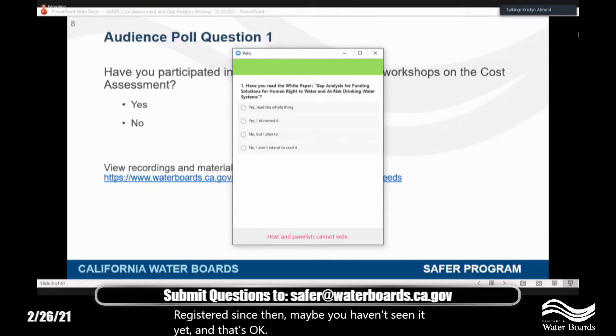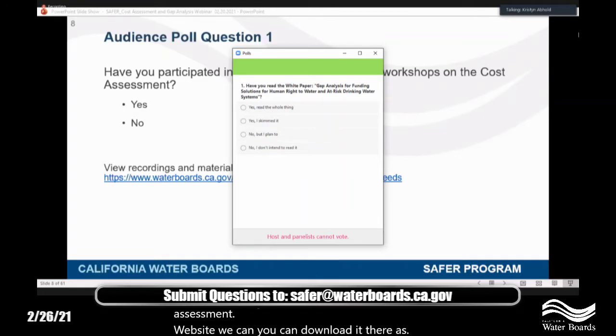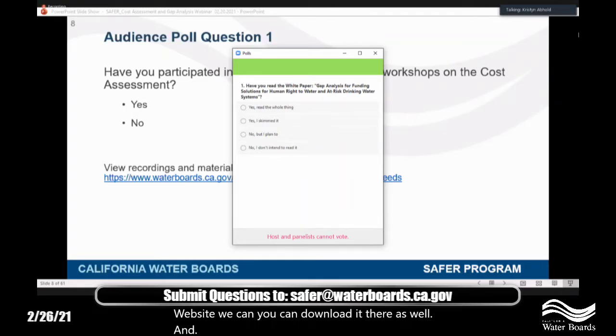You do not need to have read the paper to follow along today, but we do encourage everyone to take a look at it. We can email you a copy, or if you visit our needs assessment website, you can download it there as well. And we'll be sharing these slides with folks who have registered, and there will be a hyperlink to the paper in the slide deck as well.